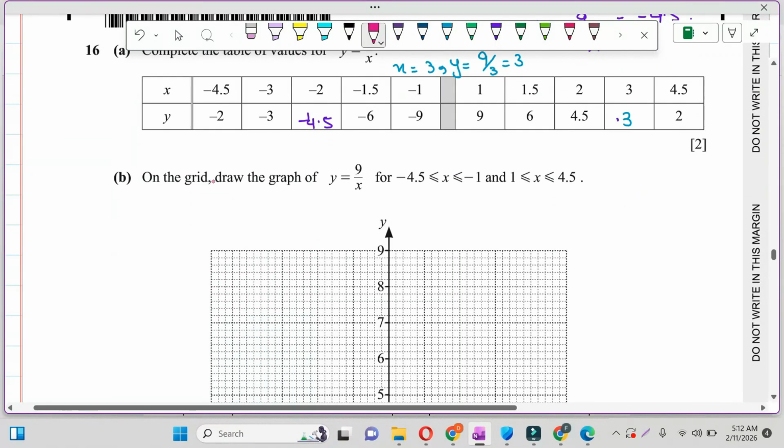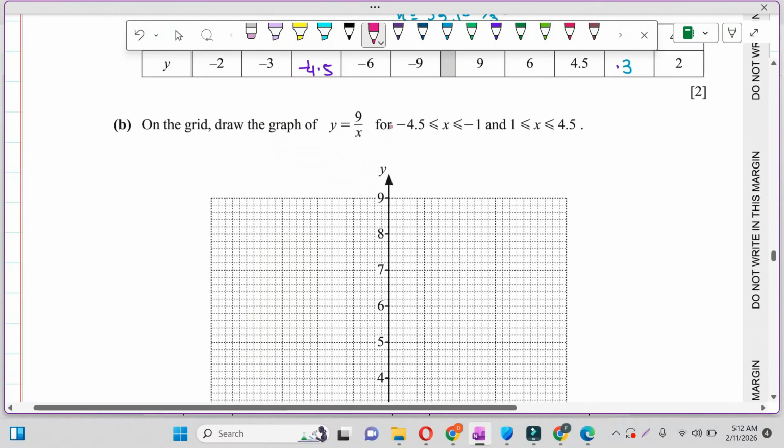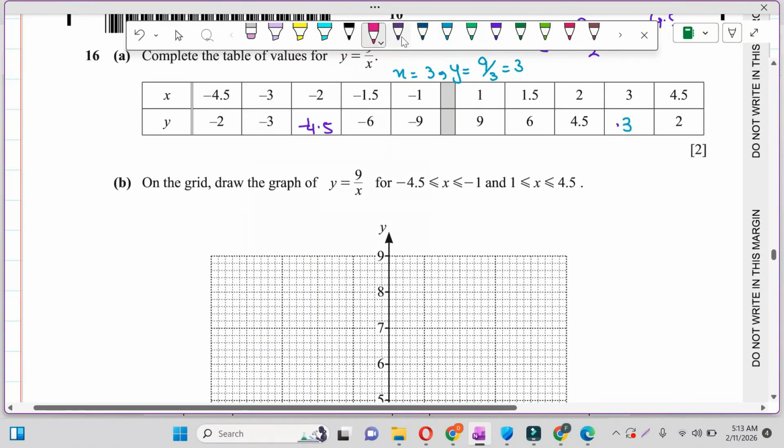Part B. On the grid, draw the graph of y equals 9 over x for x less than or equal to negative 1 and greater than or equal to negative 4.5, and when x is less than or equal to 4.5 and greater than or equal to 1. Okay, first we plot the points.